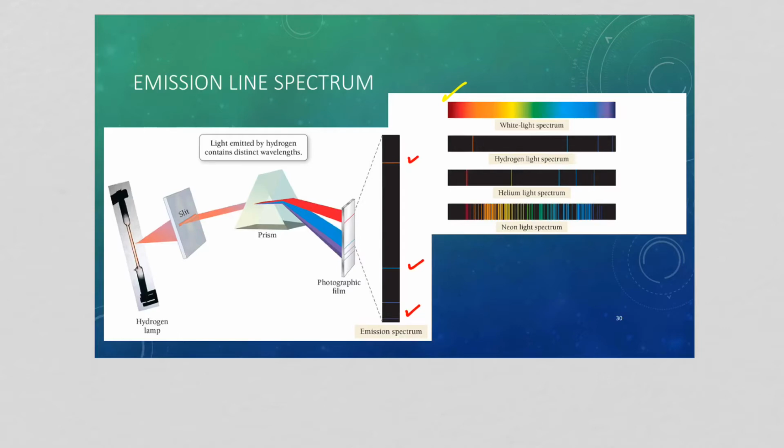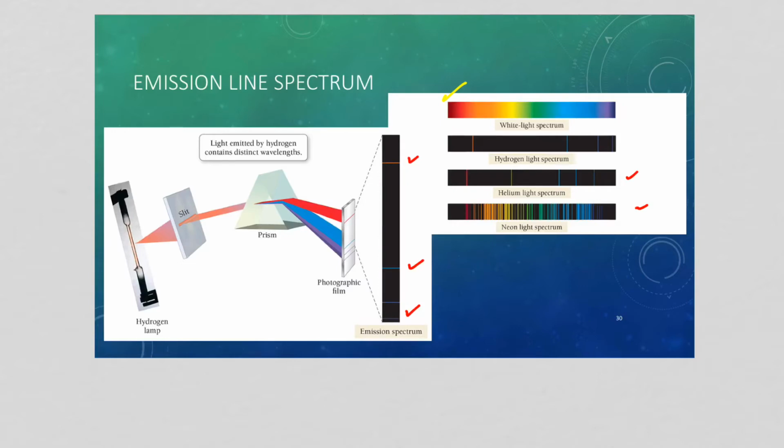Now, as you can see over here, different elements will give off a different characteristic spectrum. And so this line spectrum became what you might refer to as a way to fingerprint the element giving off the light, because every element, or even compounds that give this off, had a unique line spectrum.